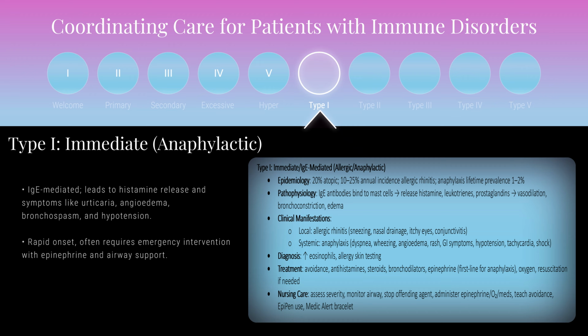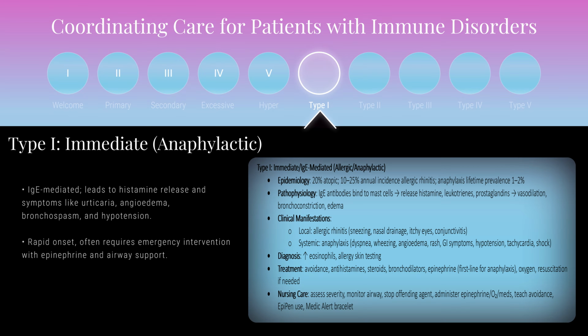Nursing care is to assess the severity, monitor airway. So here when you assess the severity, it's a lot of in NCLEX, what is the most concerning, most priority. So here you assess the severity. Monitor the airway, ABC. Stop anything that might lead to it. Oh yes, and medic alert bracelet. So you see here the patho is IgE.